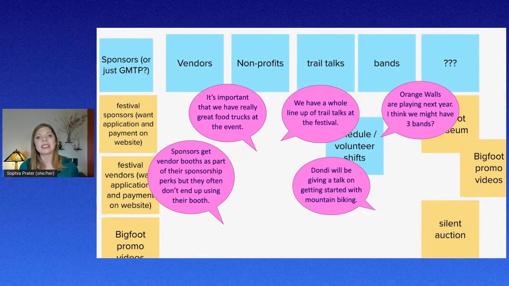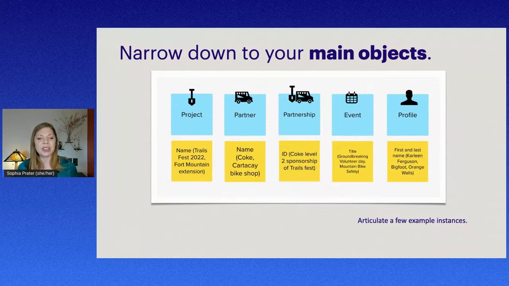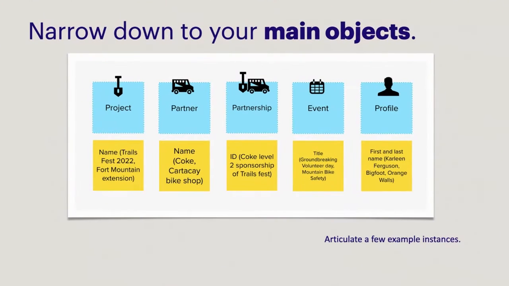So we continue to listen to statements like the ones you see in pink here, and we continue to ask more and more follow-up questions to hone in on what this website really needs to consist of. So we narrowed down to our main objects. This is actually what we ended up with. Here we have it in blue, our 5 main objects that will make up Georgia Mountain Trails partnership website, at least the first iteration of it, the phase 1.